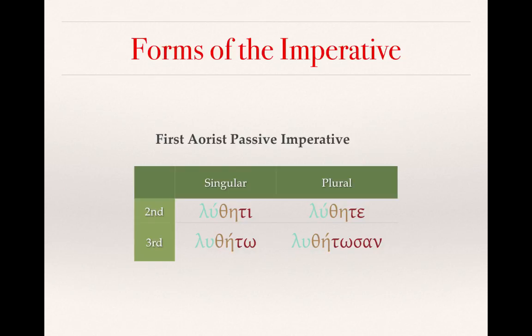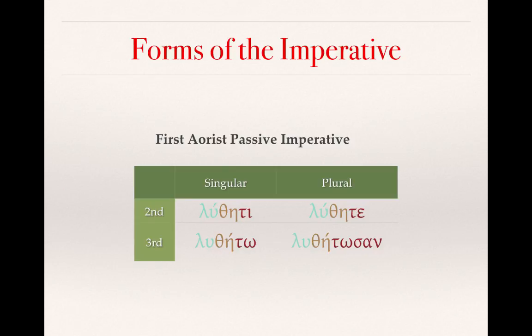Finally, for the first aorist passive imperative, you'll notice that every single form here is based off of that second person plural luthete. So you'll see that the second singular lutheti has the iota, lutheto has the omega, and luthetosan has the osan ending.